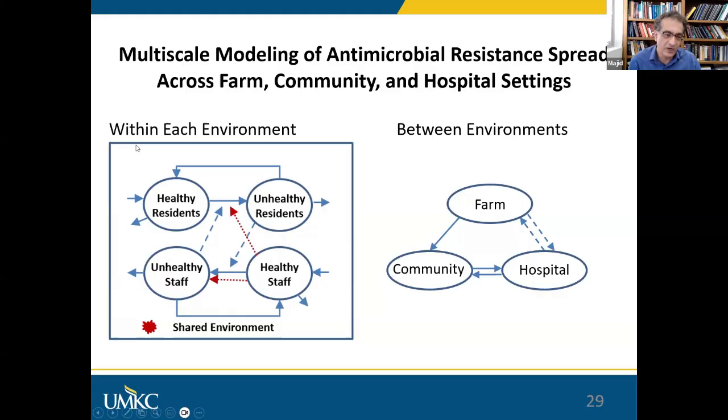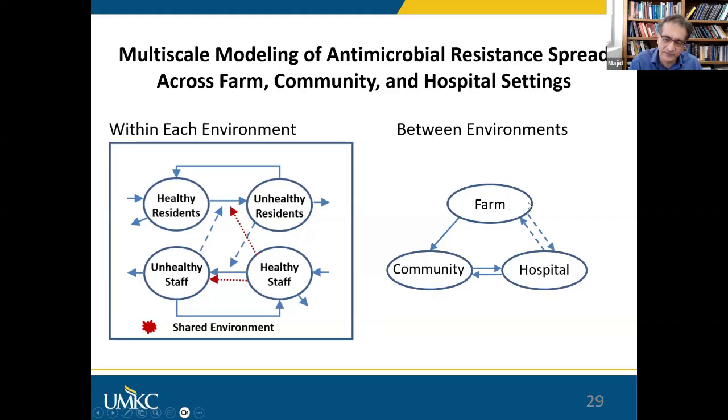So we have within-each-environment modeling, which is coming from this structure. We have healthy residents that can become sick, and unhealthy residents can make healthy staff sick, and this cycle can keep going on. And then we also have the shared environment that can be a source of infection spread. Between environments, we can see that we have a connection between farm and community. This has been well established. Community to hospital, they can influence each other. There are many papers describing this type of dynamics, and many models associated with that.